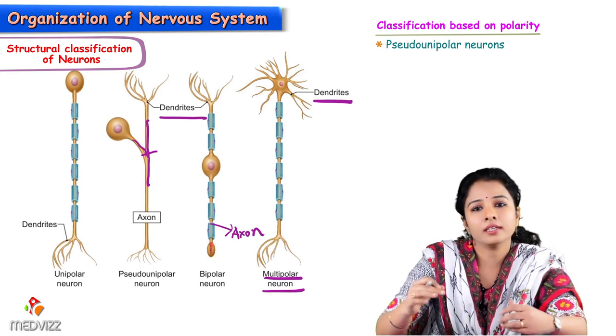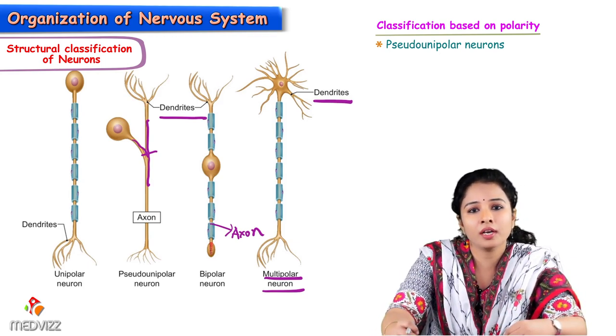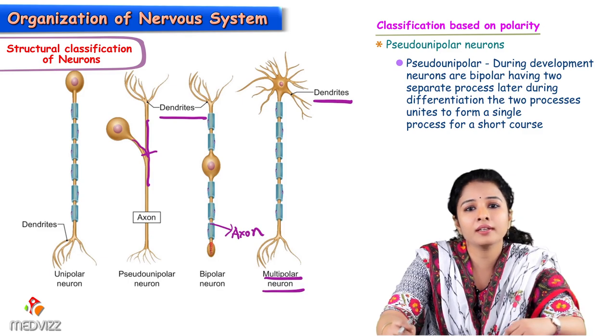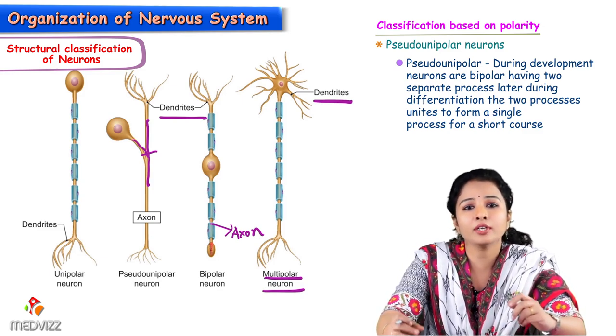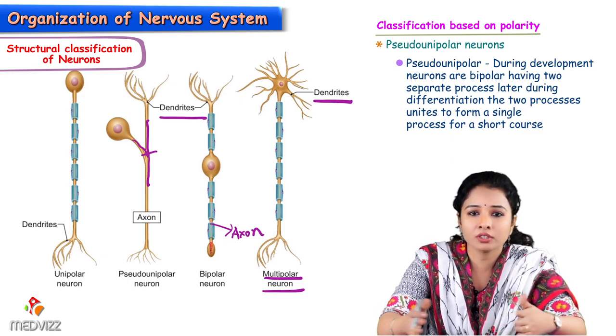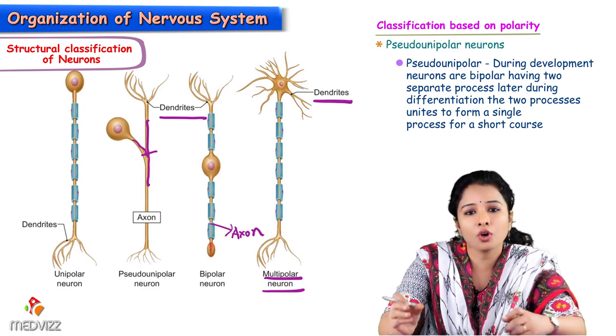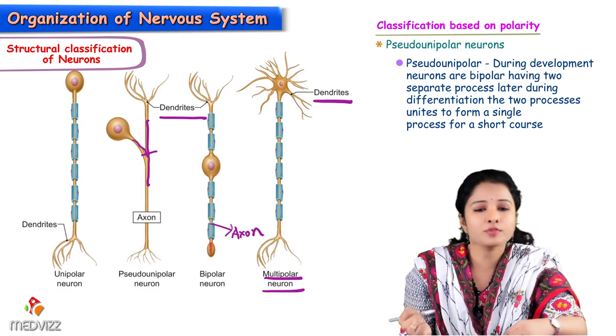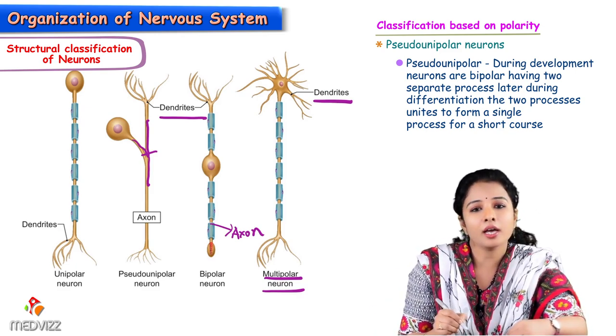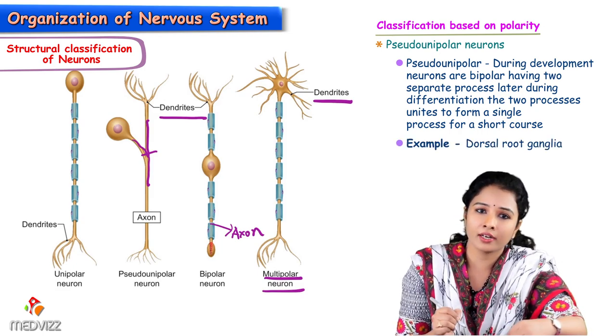It is called pseudo-unipolar because during development they are like bipolar, having two separate processes. Later during differentiation, the two processes approximate with each other to form a single process for a short course. This kind of pseudo-unipolar neuron is present in the dorsal root ganglion.